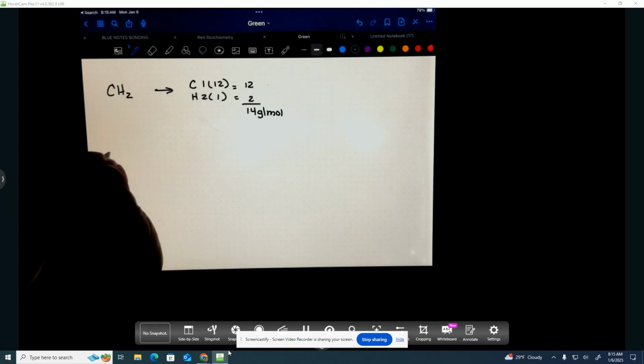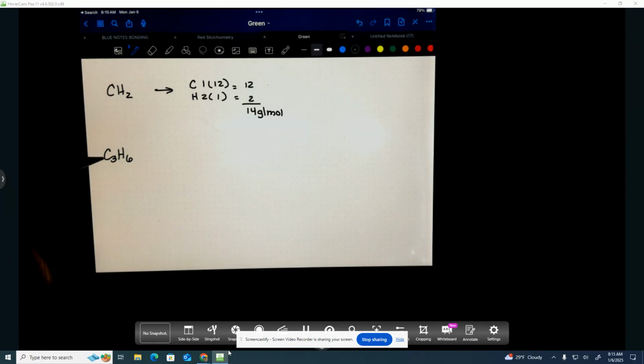Let's say we have an empirical formula of CH2. This is the molecular formula based on this empirical: C3H6.